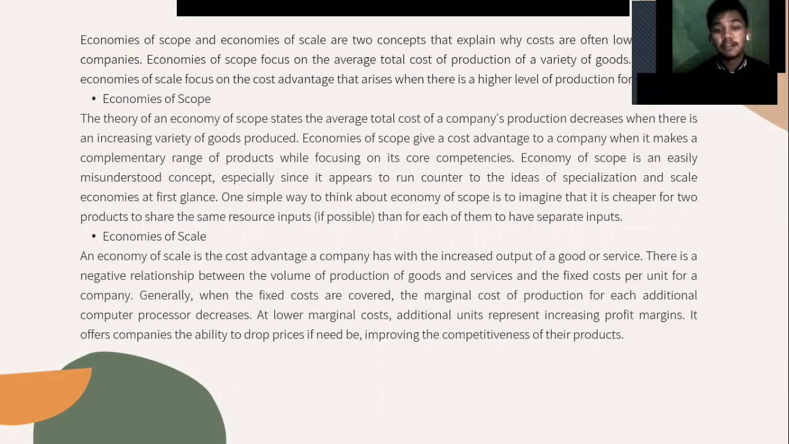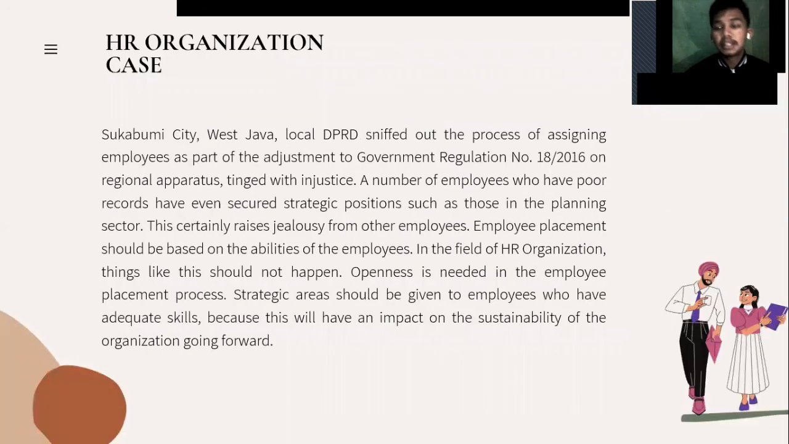There is a negative relationship between the volume of production of goods and services and the fixed cost per unit for a company. Generally, when the fixed costs are covered, the marginal cost of production for each additional unit decreases. At lower marginal cost, additional units represent increasing profit margins. It offers companies the ability to drop prices if need be and improve the competitiveness of their product.